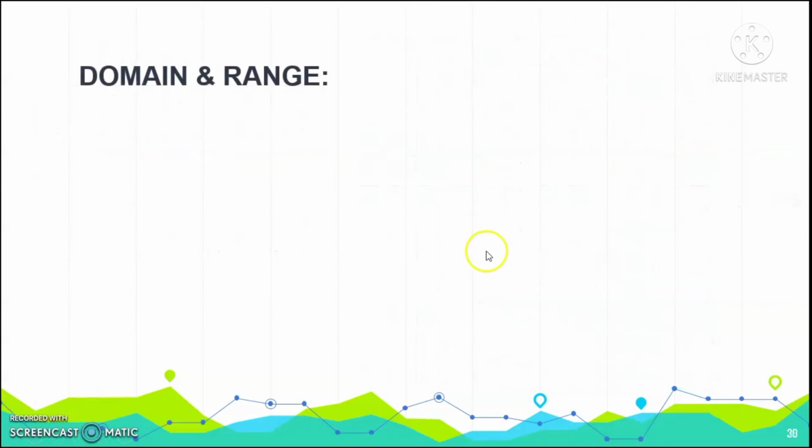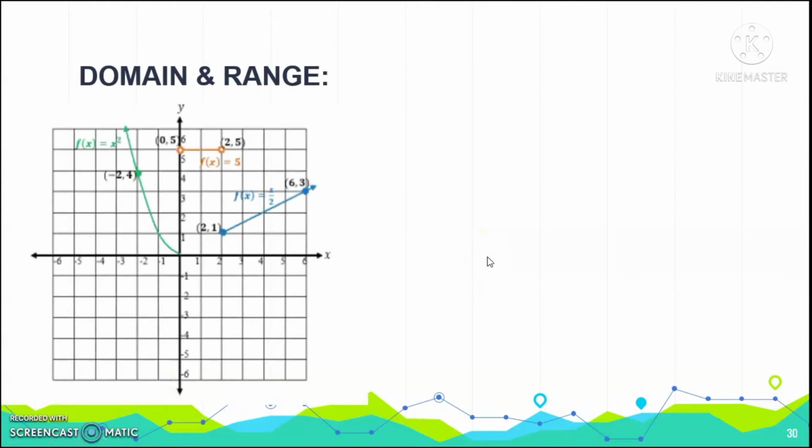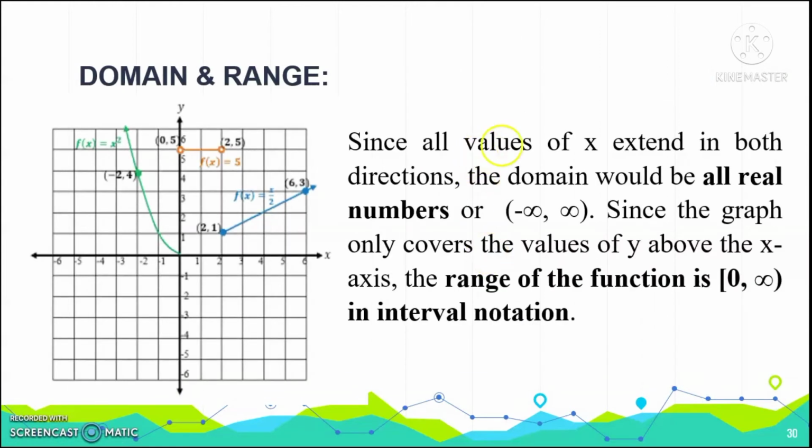Alright. So next we have to find the domain and range of the given piecewise function. Since all of the values of x extend in both directions, the domain would be all real numbers or negative infinity to positive infinity. And since the graph only covers the values of y above the x-axis, the range of the function is 0 to positive infinity in interval notation.